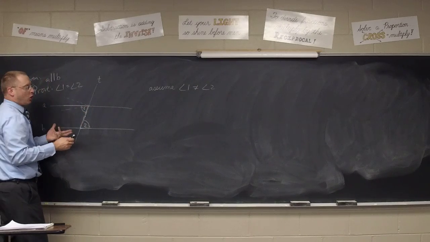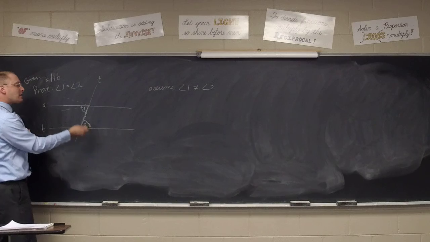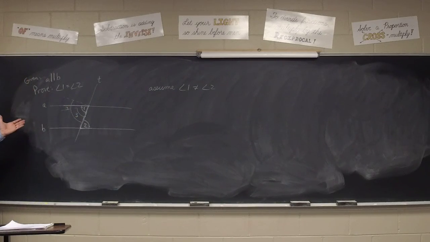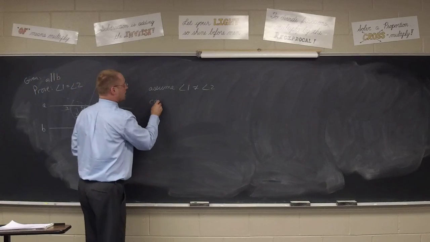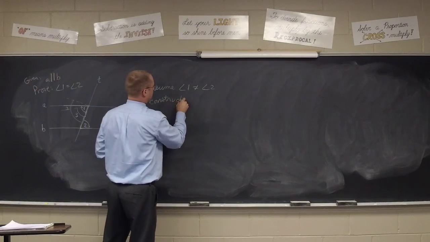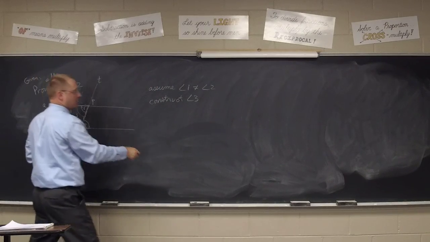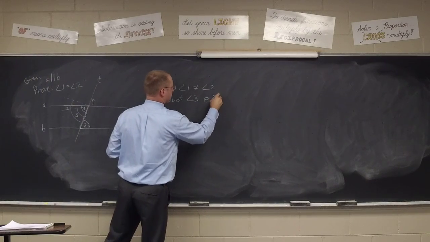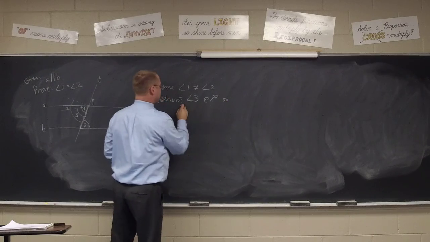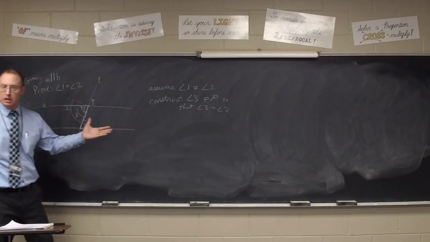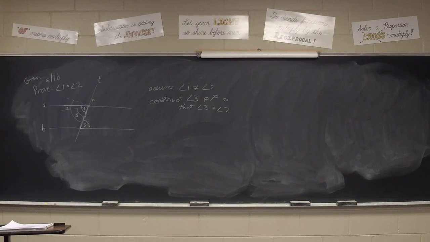I'm going to construct an angle equal to the other one. It's either going to be here as 3 or here as 3. Either way, I could construct angle 3 at whatever this point is. Let's just call it P. Construct angle 3 at point P so that angle 3 equals angle 2. Everyone agreed? If one isn't equal, I can make an angle that is.